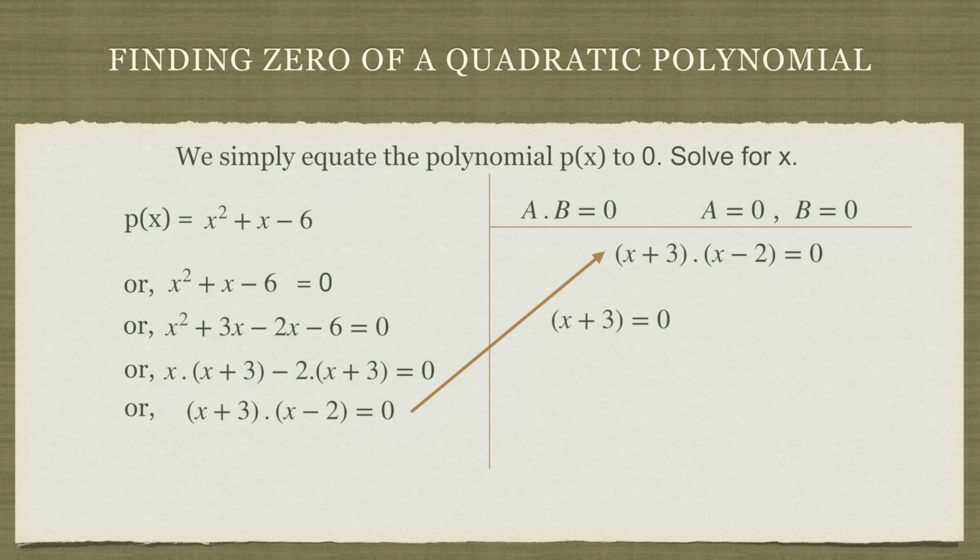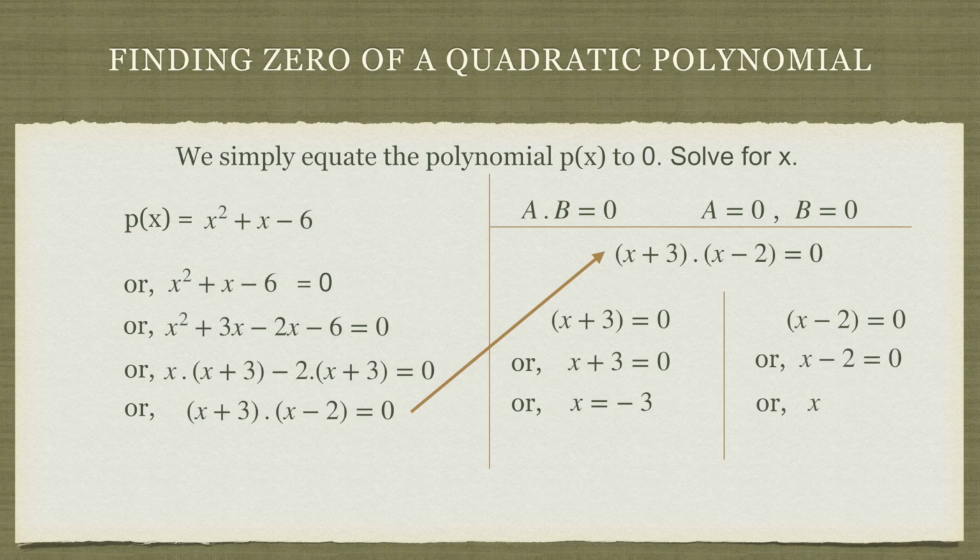So if we take x plus 3 equals 0, we are going to get x equals minus 3. Now if we were to take x minus 2 equals 0, from there we get x equals 2.